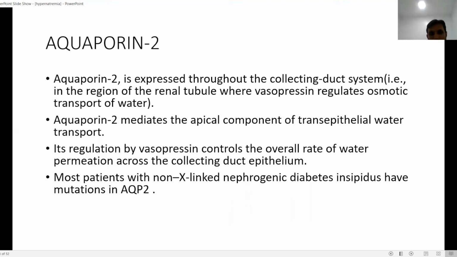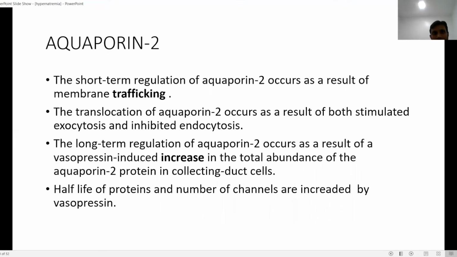Most of the patients with non-X-linked nephrogenic diabetes insipidus have mutations in the aquaporin 2 channel. The short-term regulation of aquaporin 2 occurs as a result of membrane trafficking. Trafficking means there will be stimulated exocytosis, inhibited endocytosis, and the intracellular channels will go to the apical membrane in the cells. The long-term regulation of aquaporin 2 occurs as a result of a vasopressin-induced increase in the total abundance of the protein channels. Half-life of these proteins and number of these channels are also increased by vasopressin.